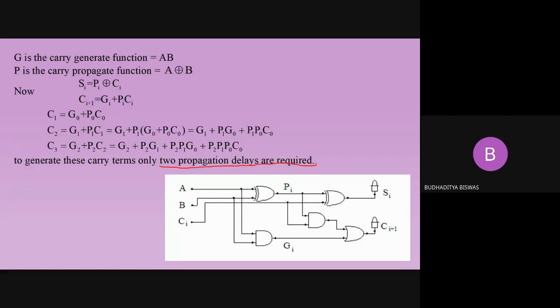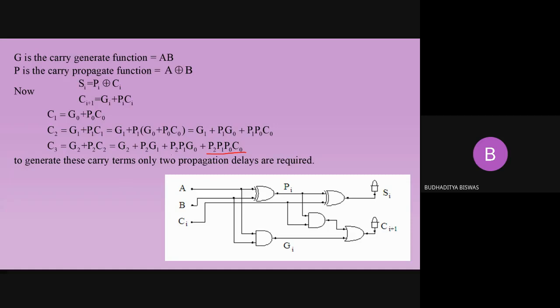Is this clear? Sir, could you explain once more the propagation time for P3, I could not understand how it becomes 2 TP. One minute. How much time is required to generate this term only? To generate this term, what type of gate is required? Sir, only TP, because we require a 4 input AND gate and only 1 propagation delay time is required for generating this term.